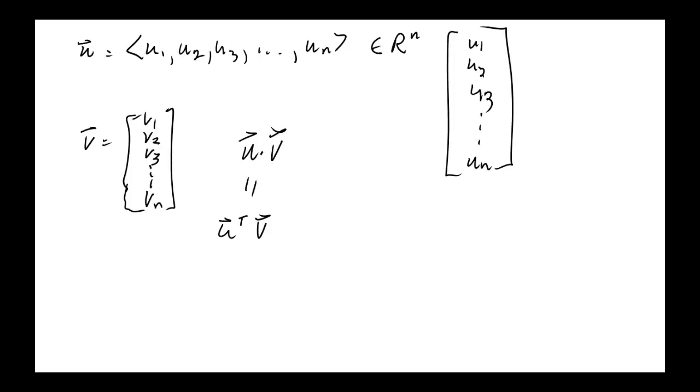So they're just suggesting those are the same. And of course, I'm going to write u transpose here. That'll be u transpose, and then when you do that, you get u1 v1 plus u2 v2, and so on. And that's the dot product.